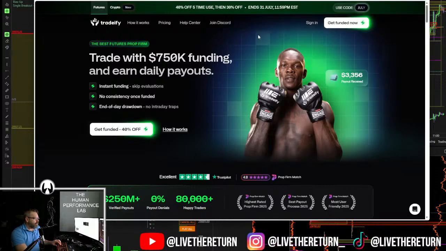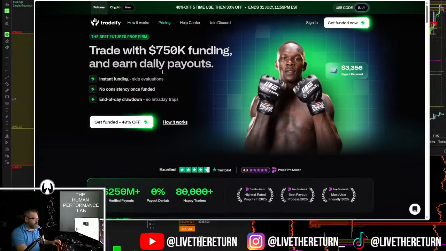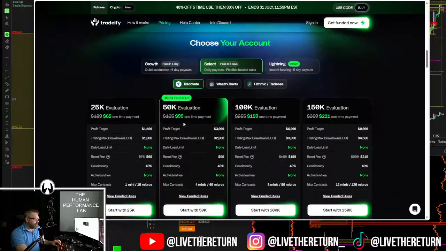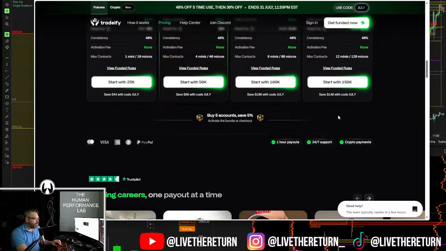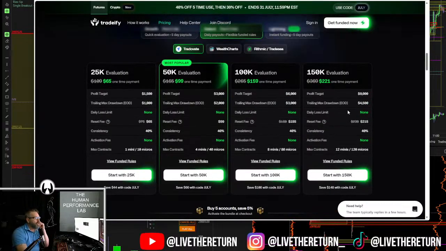Now, if you go over to Tradeify, and let's just go into pricing. I think that's where everything is at. Tradeify, you go into your select, and you go into 150. Is that their largest? Yeah, 150, right? You can have 120 micros. Now, that is enough. 12 minis or 120 micros, $9,000 profit target instead of 20, and you have a 4,500 trailing max drawdown end of day. So it's the end of day drawdown of 4,500.